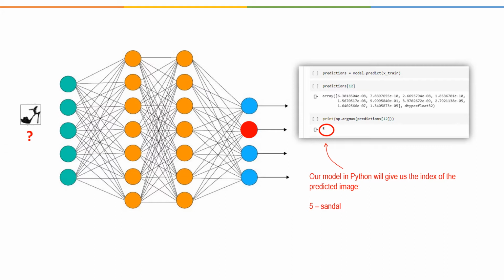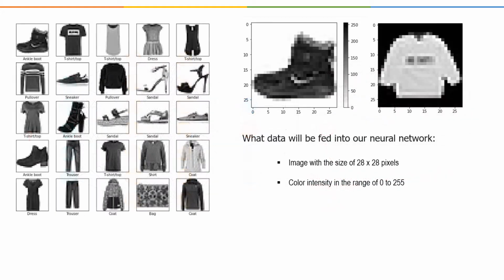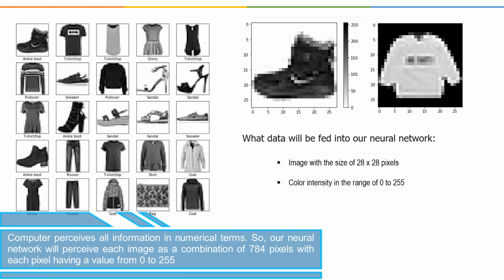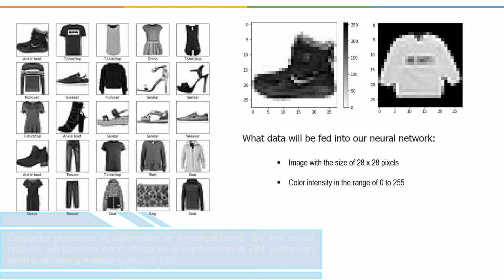So what kind of input data will be fed into our neural network? As we already said, firstly 28 by 28 pixels. If you multiply it together, it's 784 pixels. And secondly, it is the intensity of the shades of gray in each pixel. The intensity will vary from 0 to 255. We understand, right, that the computer perceives all the information in numerical terms, which is why our neural network will perceive each image as a set of 784 pixels, and each pixel will have a specific number from 0 to 255, depending on the intensity of the shades of gray.